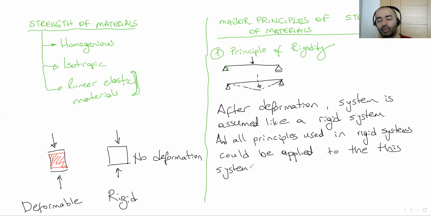We use some calculation methods for the rigid systems. Okay, after deformation, we assume this structural system is a rigid system. This deformed shape is a rigid system. So that means we can apply the solution methods to this new rigid system. Okay, that's why I'm writing this principle here.